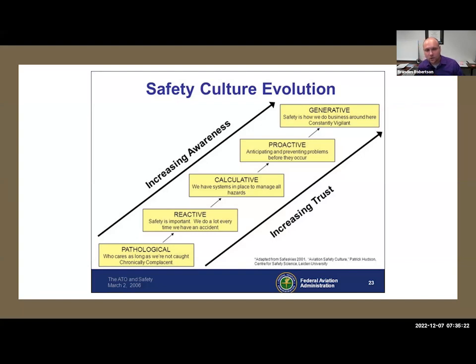So we have to go a little beyond that into this proactive and generative nature, where in proactive, you anticipate preventing problems before they occur, right? We need you as providers to be preoccupied with failure and tell us, I'll tell you more about that on the next slide, about what those problems are, so we can fix them so that it doesn't impact you, your colleagues, or our patients down the line. And this generative safety is how we do business around here. And that's where we need to be.